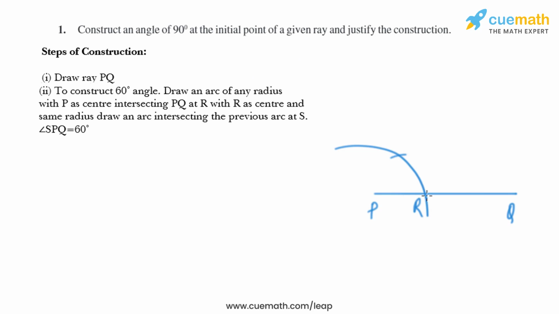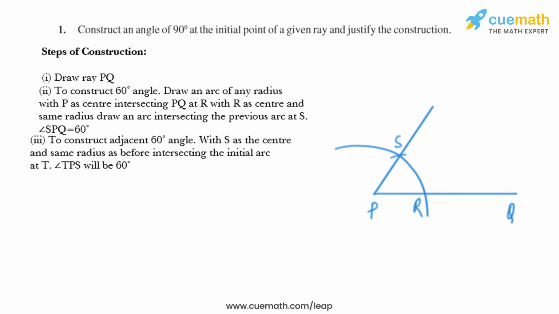Now we will take the center as R and using the same opening of the compass, we will draw an arc like this that intersects the previous arc and we will name it as S. So we have got angle SPQ that equals 60 degrees. So this angle is 60 degrees.